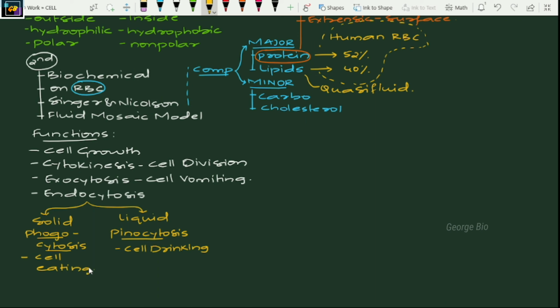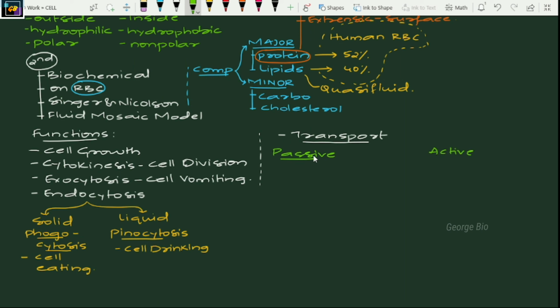Now, apart from these functions, it also helps in transport of substances. If you talk about transport, number 5, that is transport. Now, this transport can be simple diffusion, or else it can be active transport also. So it is again of two types. It can be passive transport, or else it can be active transport.